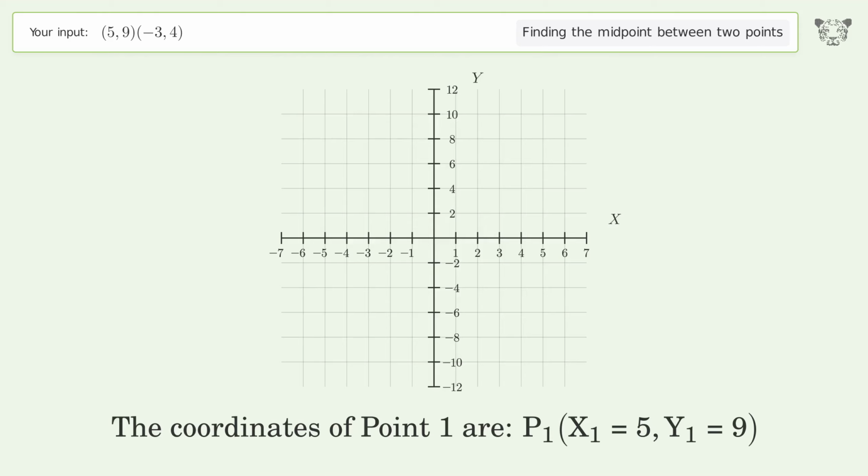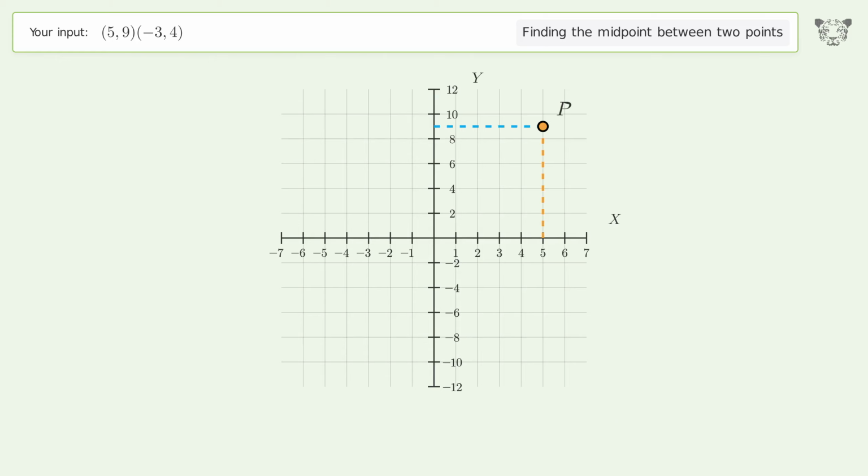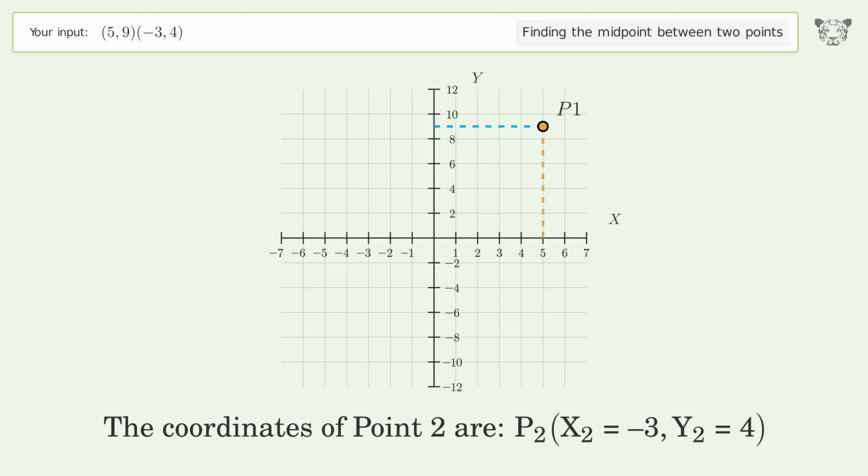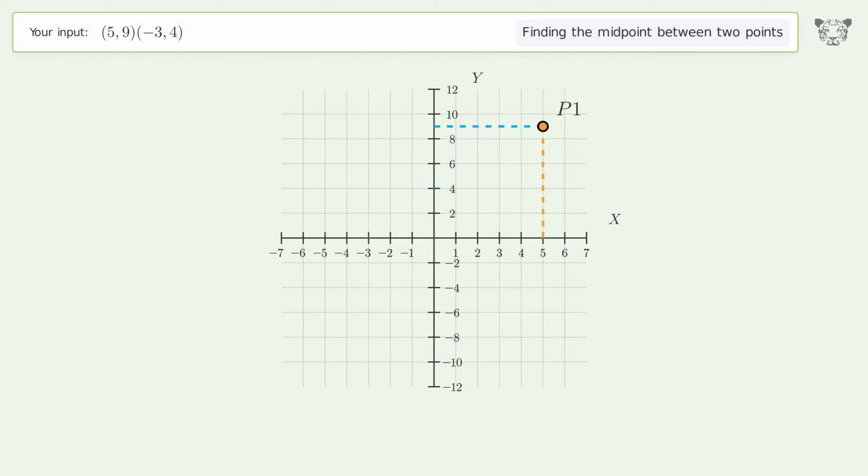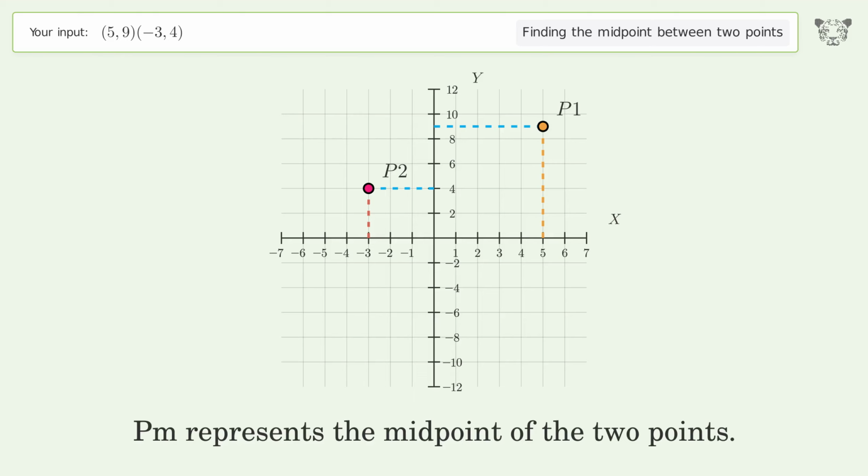The coordinates of point 1 are x1 equals 5, y1 equals 9. The coordinates of point 2 are x2 equals -3, y2 equals 4. PM represents the midpoint of the 2 points.